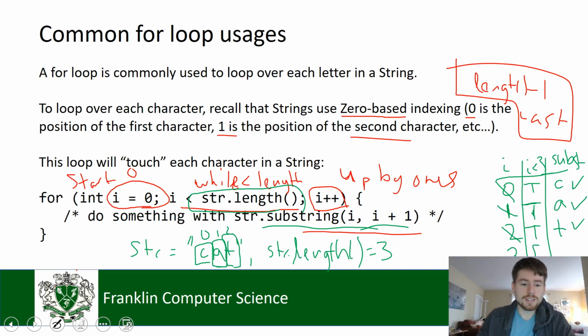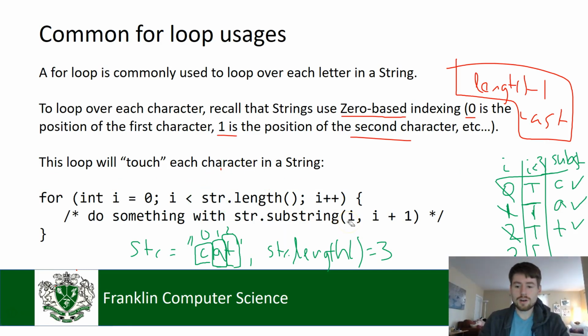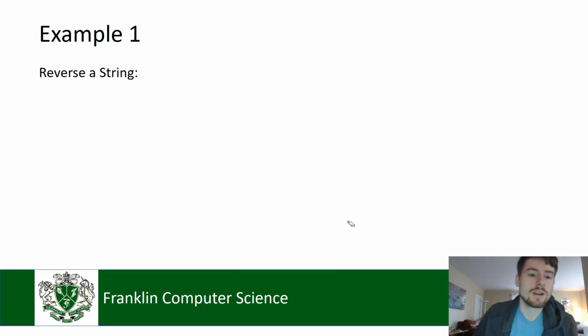So this is the main kind of loop that's going to look at every single letter inside a string. Okay? Start at 0, up to the length of the string, up by 1s. Do something with that substring at i to i plus 1. Alright, let's look at an example of using this in an actual problem. Our problem is going to be that we want to reverse a string.